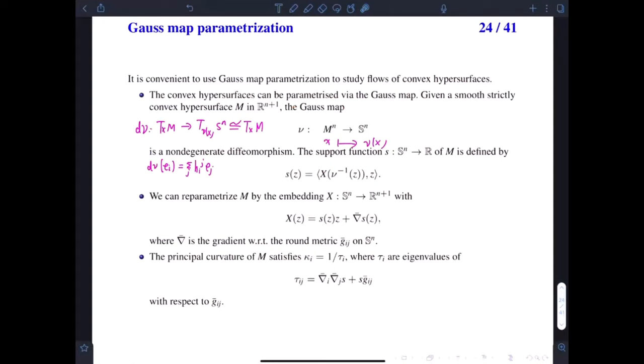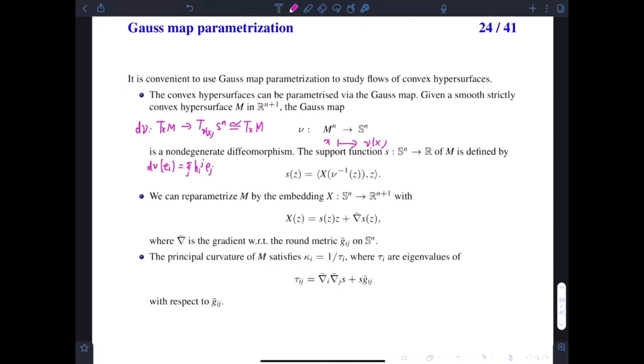And we first define the support function of a convex hypersurface: for any point z on the unit sphere, the support function of M, s of z, is defined as the position vector at the inverse image of z under the Gauss map, product with z. Okay, so then we can reparameterize the hypersurface by the embedding X. The embedding X can be expressed as this: X of any point z on the unit sphere is given by the support function s of z times z plus the gradient of s. Here, the gradient is with respect to the round metric on the unit sphere.